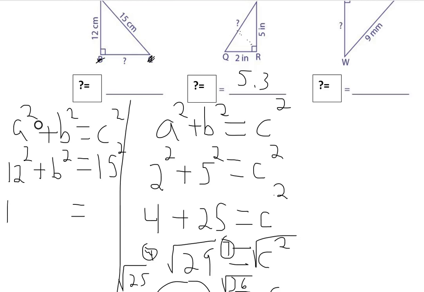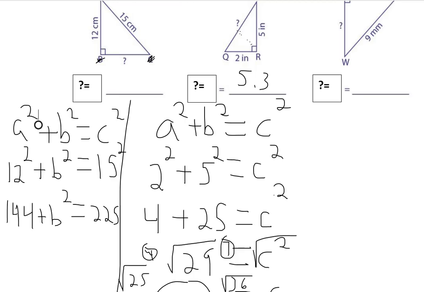12 squared is going to give you 144. You're going to add that to B squared. That's going to give us 225. See how we're setting this up? Now, to get that B by itself, you do the boxes here.